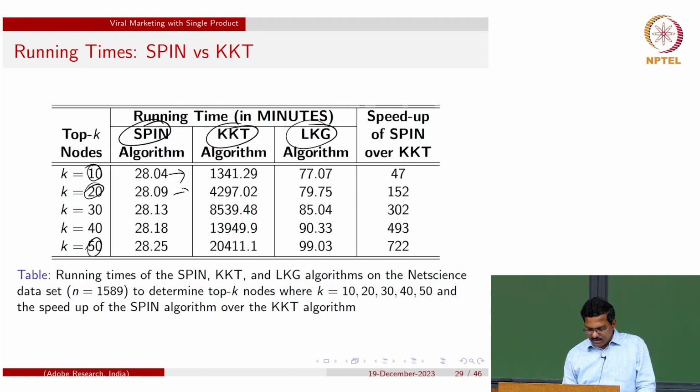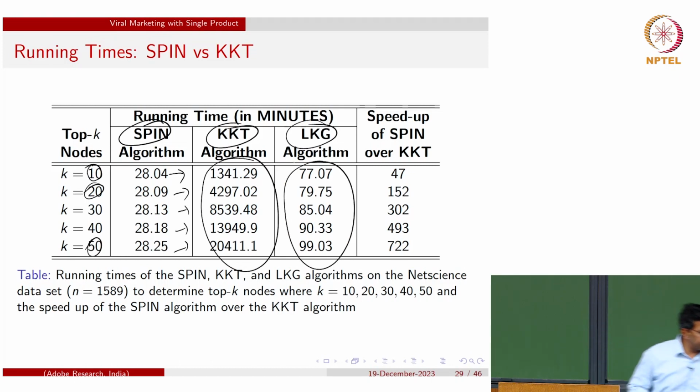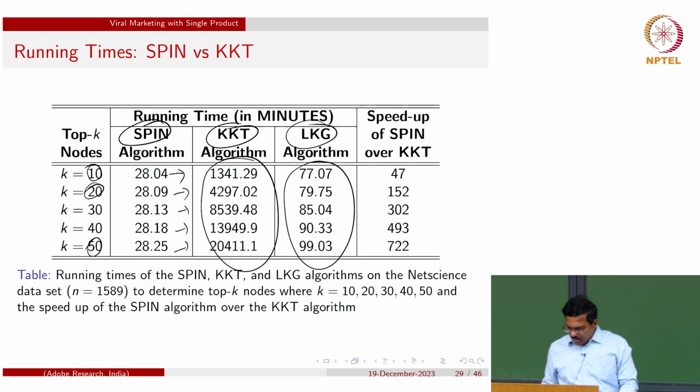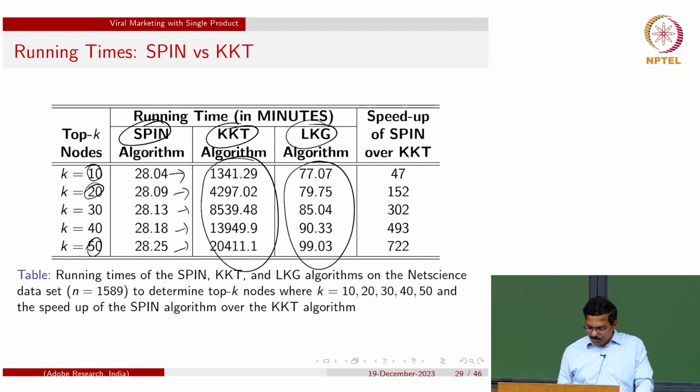So what happened? The running time. Our running time is way lesser compared to KKT, which significantly suffers, and the improved algorithm is much better. So our speed up over KKT is several folds higher.